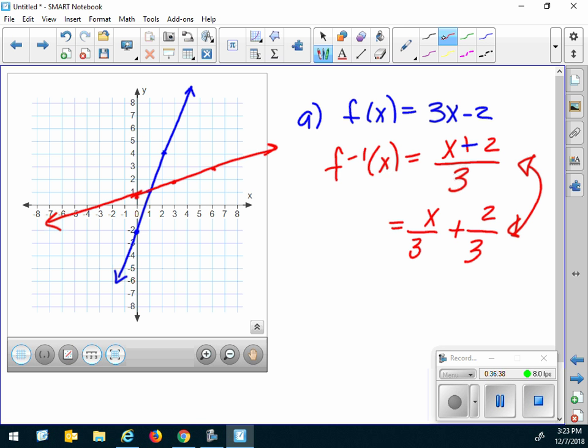Now I want to show you something. I'm going to dot in the line y equals x. That's where y equals x. They flip over it. So if you folded this, if this was on paper and you folded it, that blue line would lay right on top of the red line, okay? Now, look at blue. What's the domain of blue? The domain of a line is all real numbers. The range of a line is all real numbers. So when you switch them, they're the same thing.